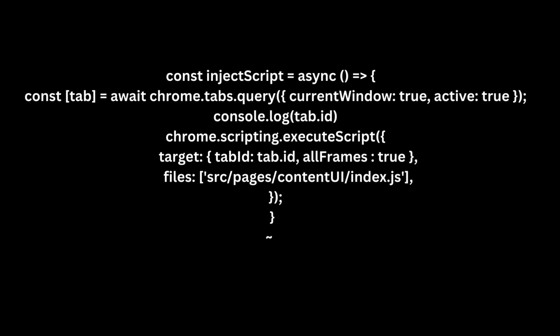chrome.scripting.executeScript. This is a Chrome extension API function used to execute a content script in the specified tab. target: {tabId: tab.id, allFrames: true}. This specifies the target tab ID where the script will be injected. tab.id is the ID of the active tab obtained earlier. allFrames: true indicates that the script should be injected into all frames of the tab.